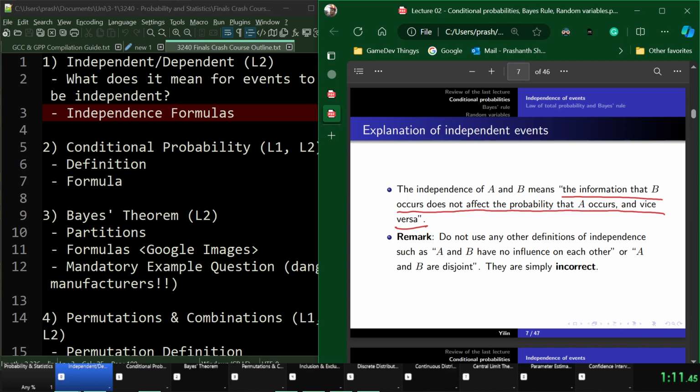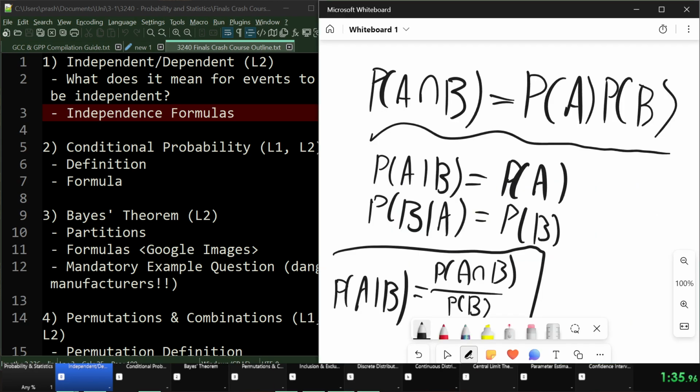I'm pretty sure she won't test what independence means in words. But just so that you know what it is when you're using it in numbers and stuff, independence means that the information that B occurs doesn't affect the probability that A occurs. A doesn't care if B occurred. The probability of A will still remain the probability of A. That's what this means here.